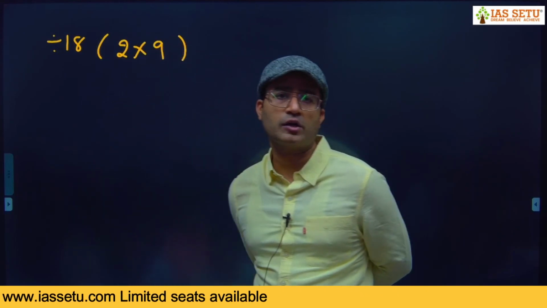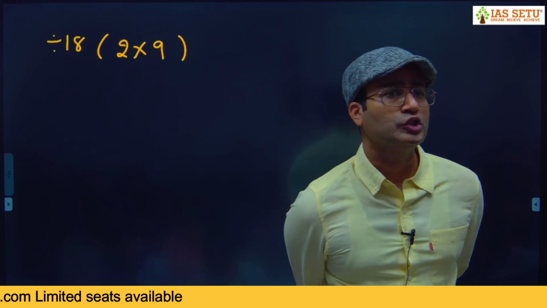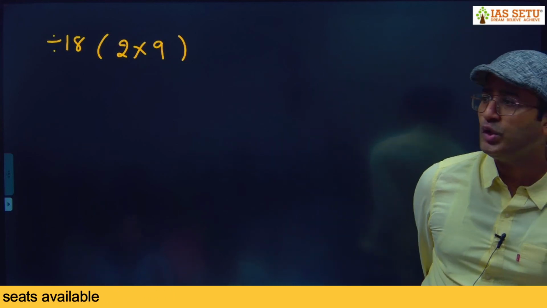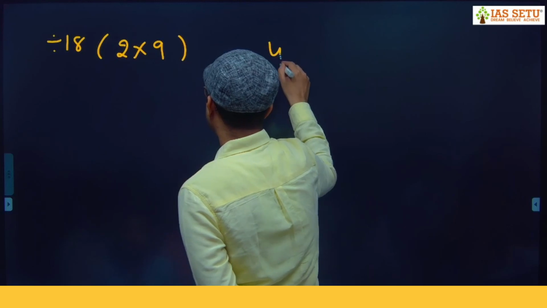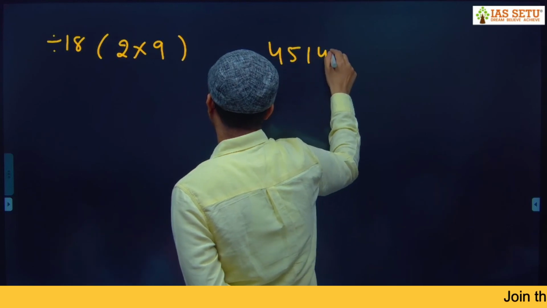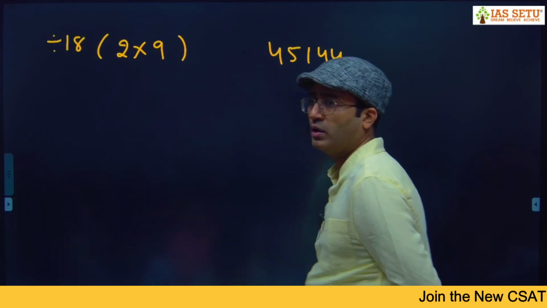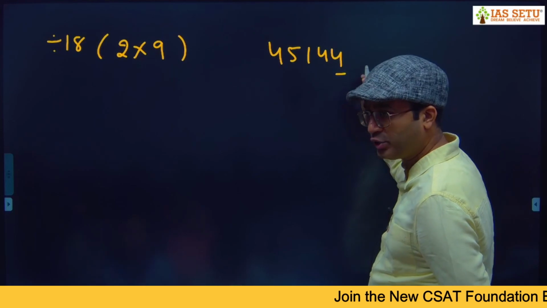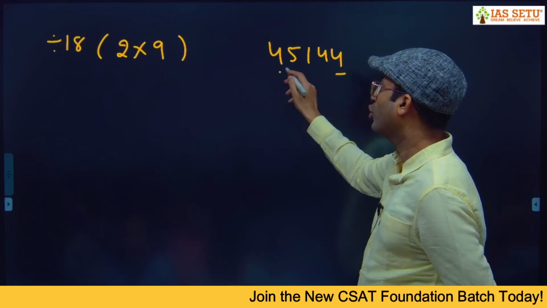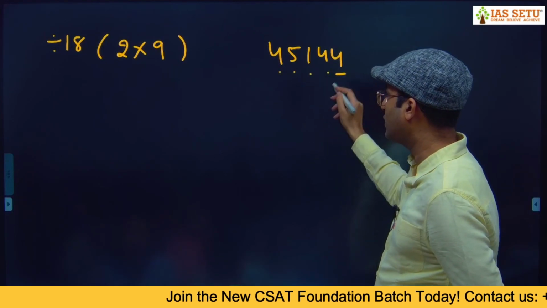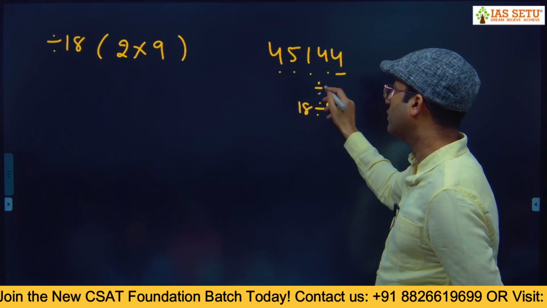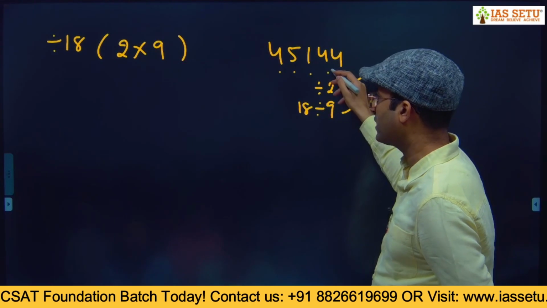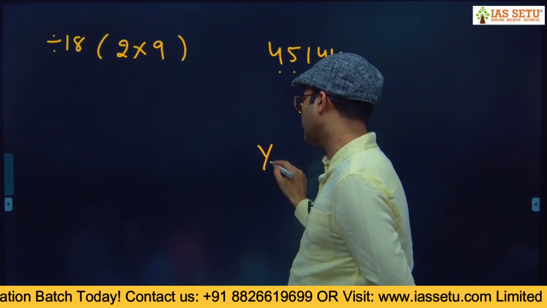Because 2 and 9 are co-prime to each other, if any number is divisible by 2 as well as 9, it is divisible by 18. Like I take the number 45,144. Here it is divisible by 2. Yes. 4 plus 5 is 9, 10, 14, 18. 18 is divisible by 9. Yes. So the given number is divisible by 2 and by 9, so yes, it is divisible by 18.